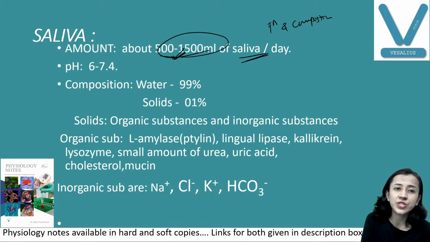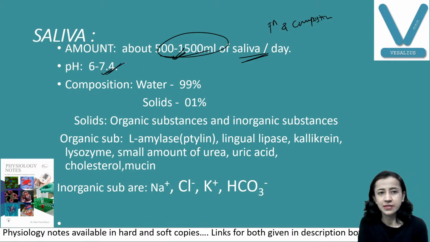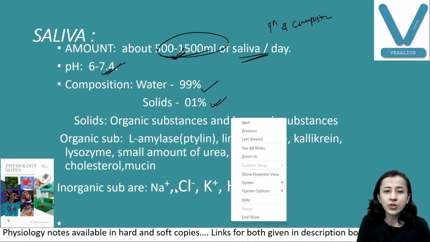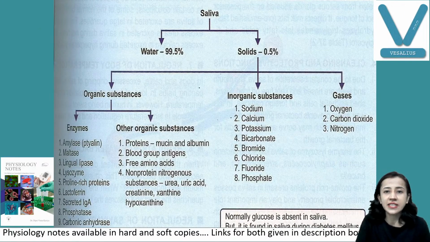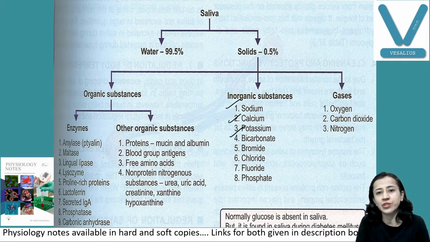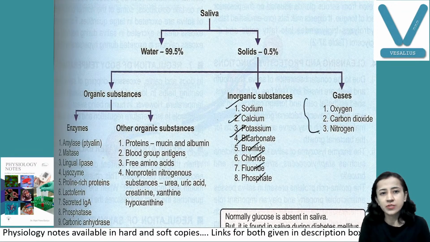The pH is 6 to 7.4, slightly alkaline. The composition mainly consists of water, 99%. Only 1% are solids, and the solids are both organic and inorganic. If you are talking about inorganic, all the ions are there. You can see here sodium, calcium, potassium, bicarbonate, bromide, chloride, fluoride, phosphate and so on. Gases are also there in small amounts.